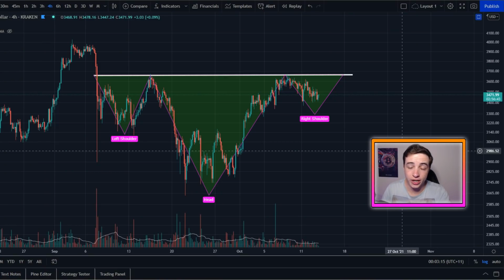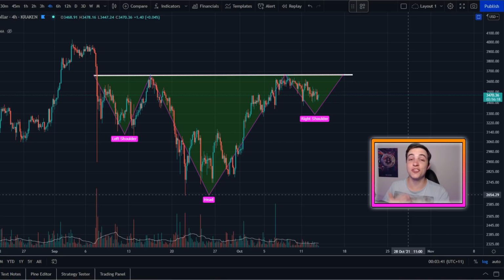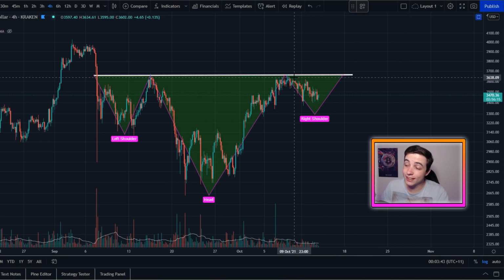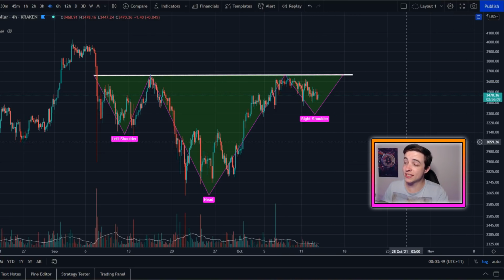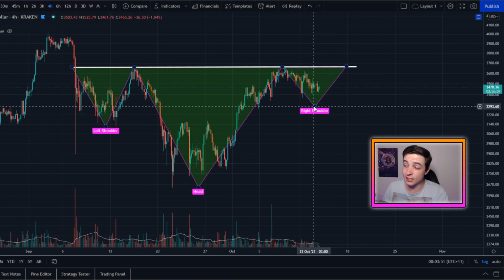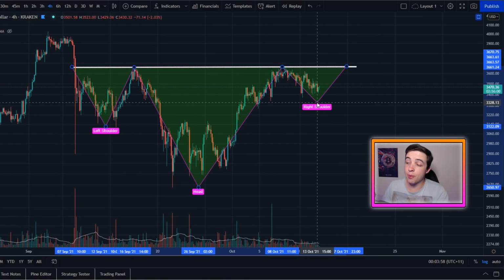And just another really quick update, we're still currently forming the inverse head and shoulders pattern here on the Ethereum chart. And like I've been saying over the past few days here on the channel, we actually need a little bit of bearish price action in the short term in order to finish this pattern. And right now we're seeing exactly that. So we could even see a little bit more, or we could start bottoming out here. But either way, we've pretty much got a good right shoulder starting to form here.